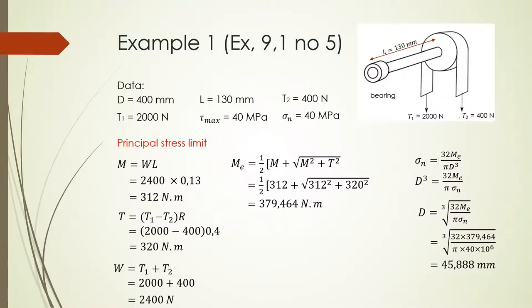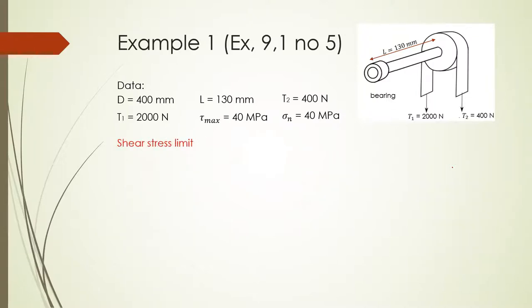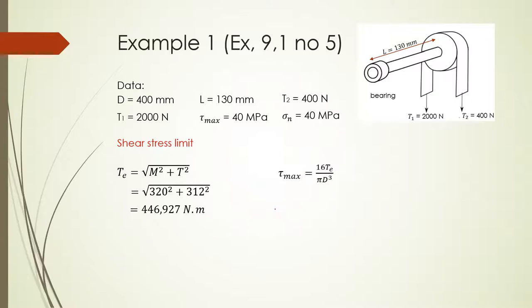Number two. We are now going to consider the shear stress limit. The shear stress limit is this one here, which we know needs torque. It needs TE, and TE is equal to the square root of M squared plus T squared. We already calculated M and T, so we just substitute them: 320 squared plus 312 squared, which means the equivalent torque will be 446.927.